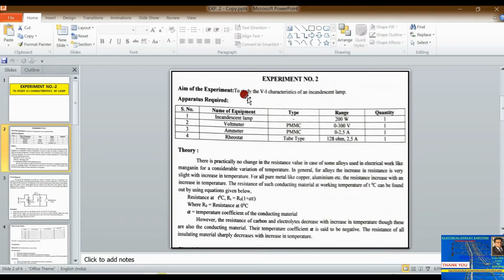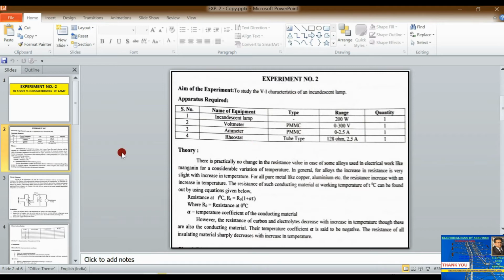To study the VI characteristics of an incandescent lamp, there should be a 200 watt incandescent lamp, and then there will be a voltmeter, ammeter, and rheostat. The voltmeter is a permanent magnet moving coil type, because we are supplying a DC supply. There is no simulation available for this, but I have the lab video with me, so I can show you how it is performed in the lab.